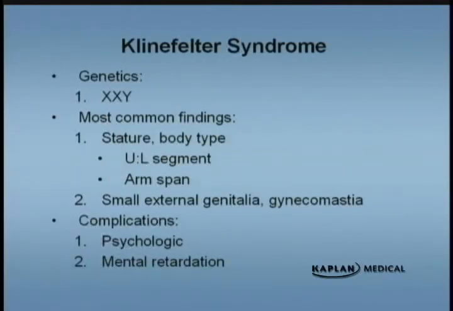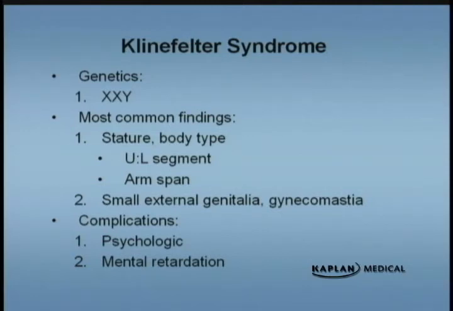Klinefelter syndrome, again, another chromosomal anomaly. This is an extra X chromosome. So you have instead of XY, XXY. Typically, they have what's called a eunuchoid appearance. They're very tall, slender. As young children later on, they tend towards obesity. Their arm span is quite long and wide. They will have hypogonadism, so they'll have a small external genitalia, and they tend to have gynecomastia. This is a very important finding.